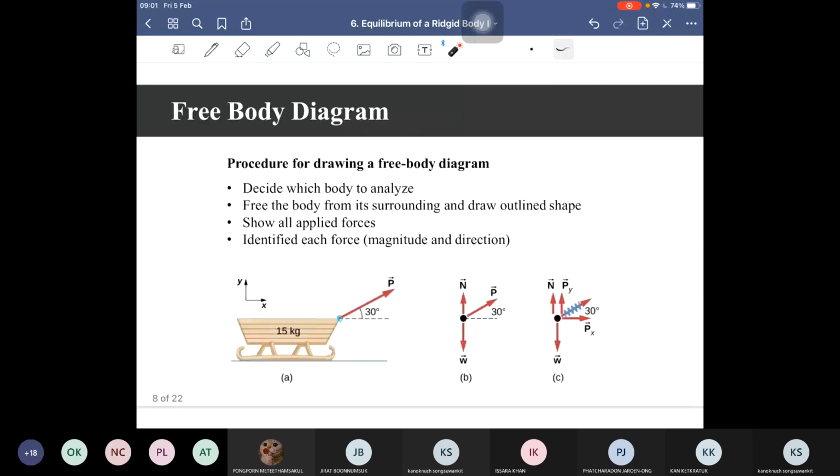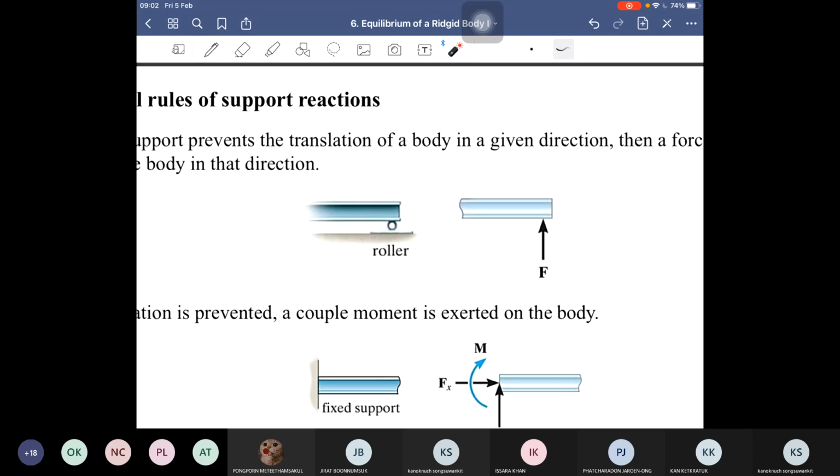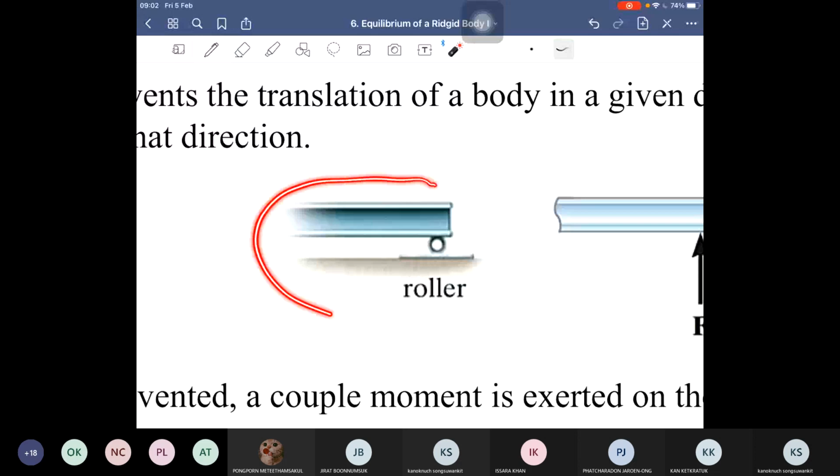Now, in most systems, a rigid body is always attached with a support to maintain equilibrium. So before we can draw a free body diagram of any system, first we have to consider the reaction of the support with two general rules. The first one: if a support prevents the translation of a body in a given direction, then a force is developed on the body in that direction. For example, this system.